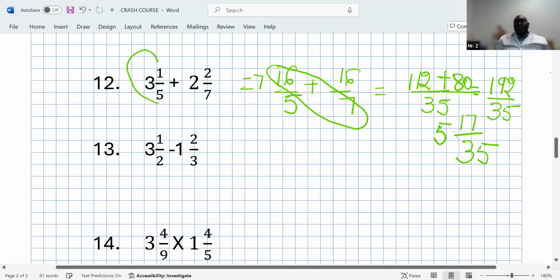Okay, so this right here is the answer for the exercise. So let's do this right here. Number 13 is the same concept. All right, so let's break this first into an improper fraction. We got 2 times 3, 6 plus 1, 7. So you got 7 over 2. Then you have 3 times 1, 3 plus 2, you got 5. You got 5 over 3.